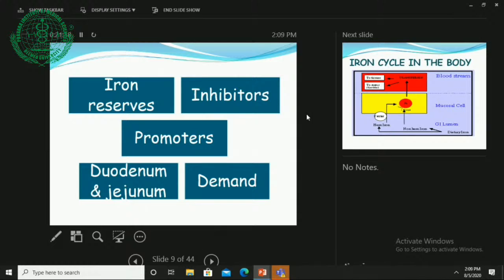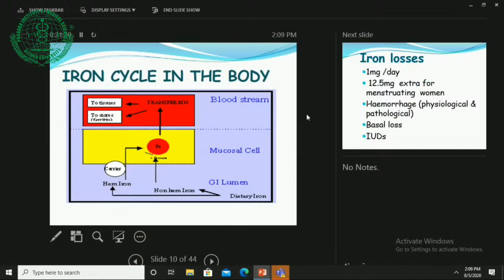Now this is the slide to show the iron cycle in the body. Iron is absorbed from the lumen in the ferrous form and is transported to the tissues, stored in the ferritin form, and transported with the transferrin.